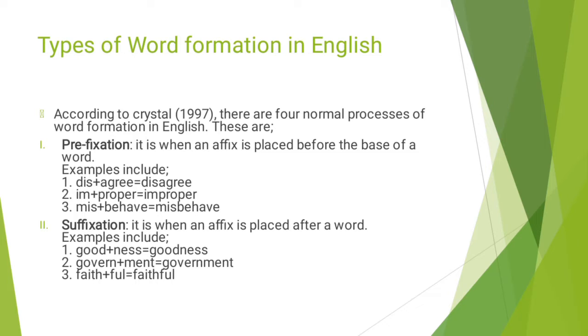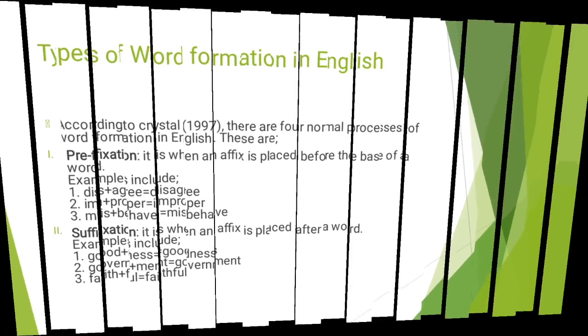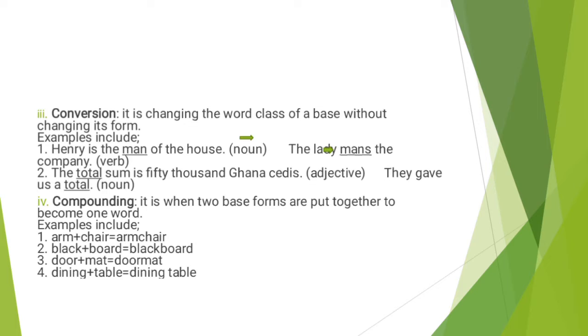The next one is subposition. Subposition is when an affix is placed after a word. Examples include goodness. In the examples below, goodness, government, and faithful, we could clearly see that the base words come before the affix. So we have the affixes ness, ment, and full, which are suffixes because they come after the base word.